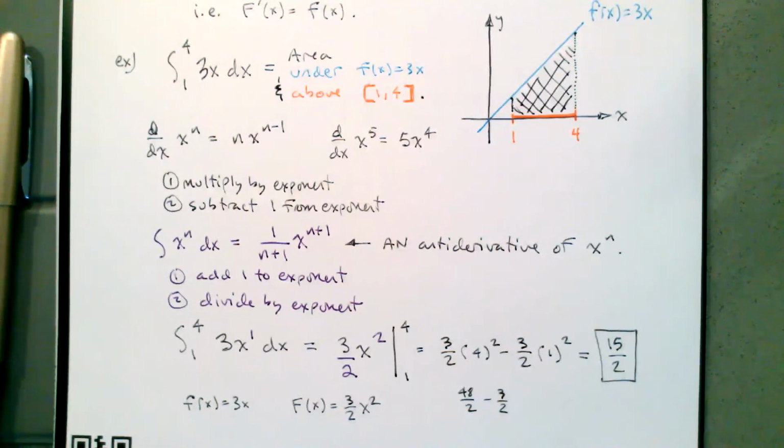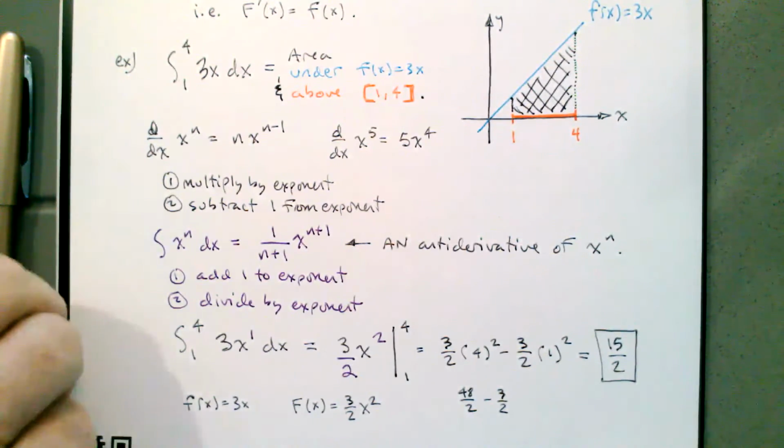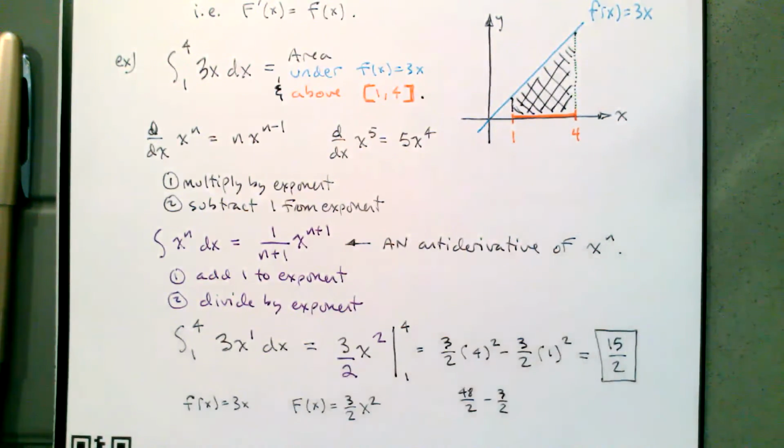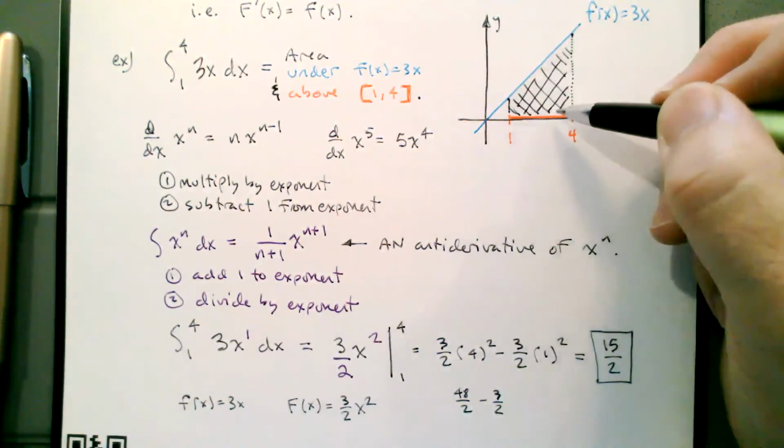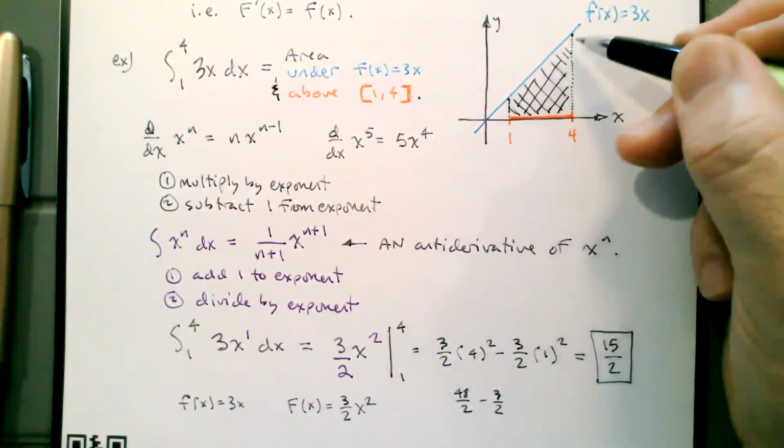We should check to see that this matches what we think the definite integral should tell us. This should be the area under the graph of 3x and above the interval from 1 to 4. So if I look at the graph, the area under the graph of 3x and above the interval from 1 to 4, we're dealing with a trapezoid.